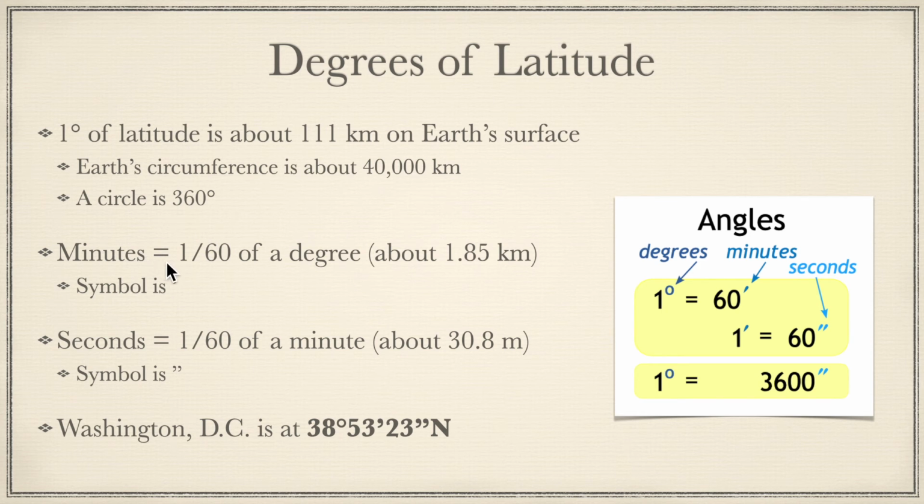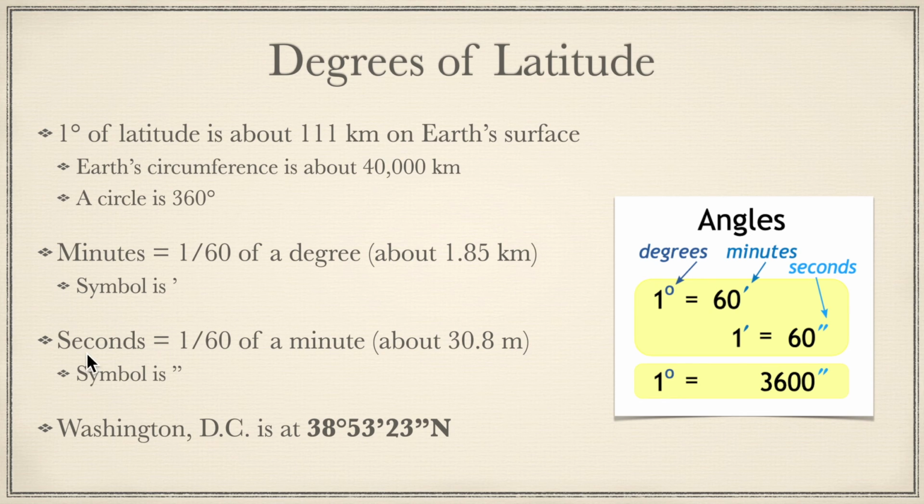Minutes, so 1/60th of a degree. We take degrees and we break those up, each degree is broken up into 60 minutes. So a minute is 1/60th of a degree. And if I take my 111 kilometers divided by 60, I get 1.85 kilometers. So 1 minute of latitude is 1.85 kilometers. And the symbol for this is an apostrophe.